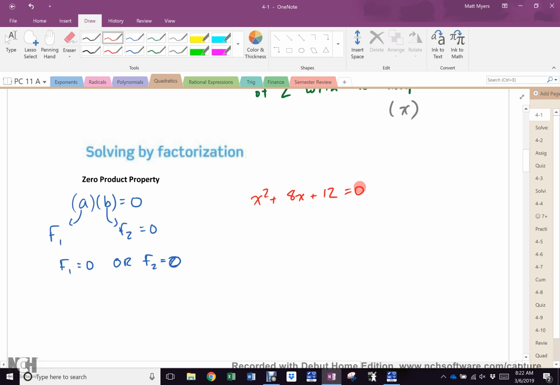What's the answer to that one? Six and 2. X plus 6. X plus 2. That's not the answer, though. What's the answer? Negative 6 and negative 2. Right? Everybody cool? Easy peasy lemon squeezy, yeah? Okay. What about this one? No, that's no good. That's no good. Sorry. There. What are you going to do with that one?